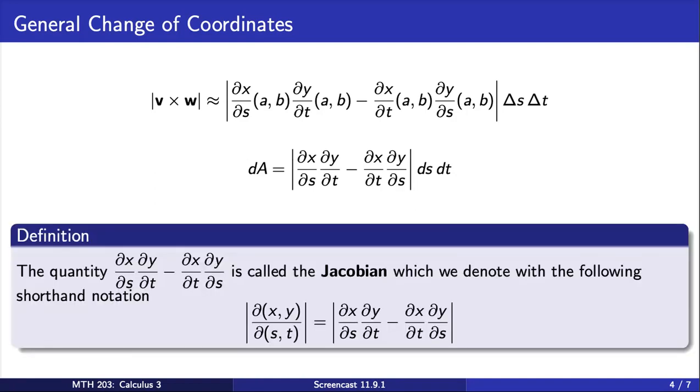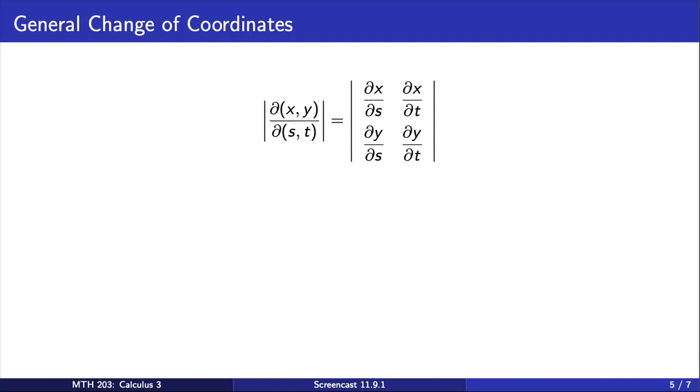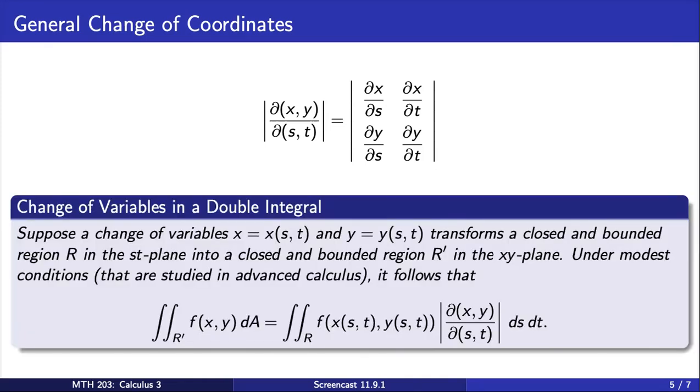This quantity is called the Jacobian, where we denote it with the following shorthand notation. Note that the Jacobian can be written as the determinant of the following 2x2 matrix made up of these partial derivatives. We summarize our work with double integrals here, showing how to convert a double integral from variables x and y to new variables s and t.